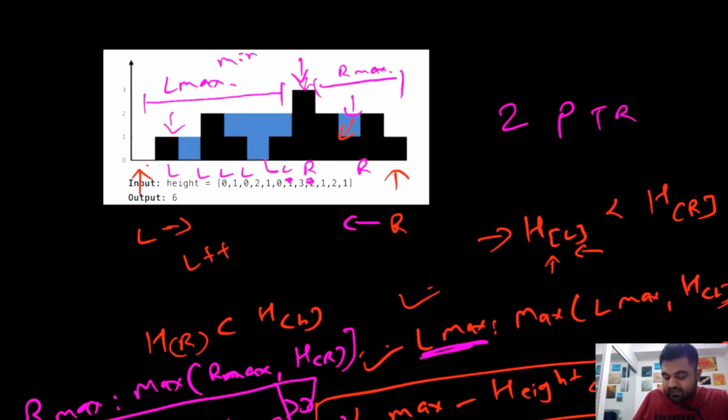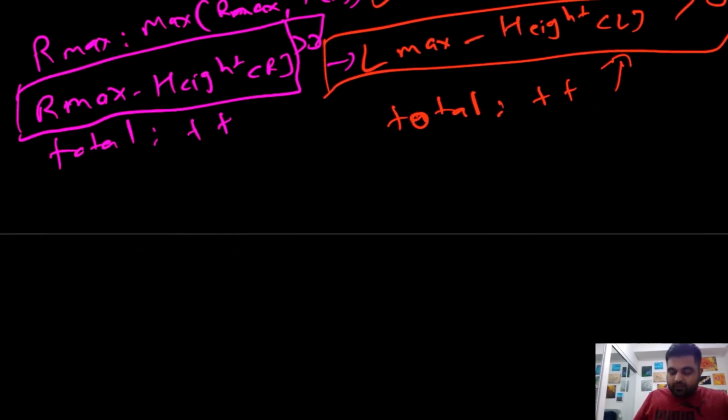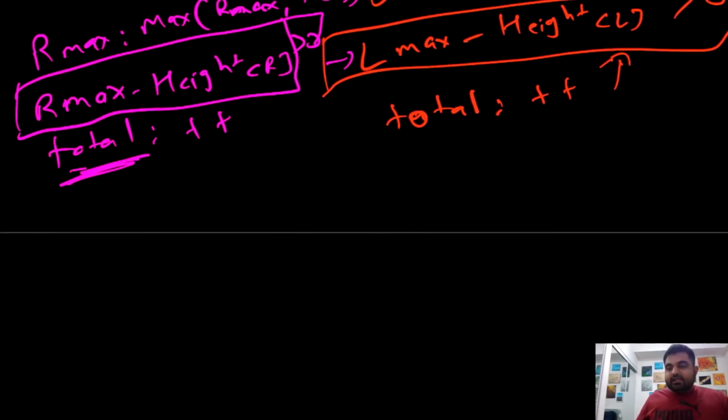And once we get to a point where left is greater than or equal to right, we can simply break out of the loop, and whatever value we have stored in the total, we can simply return that.